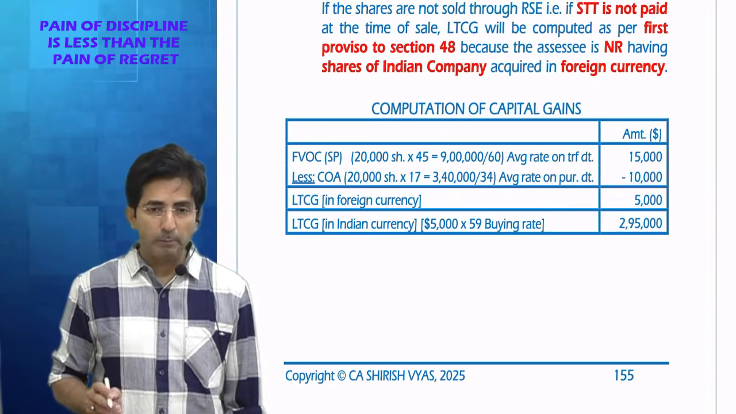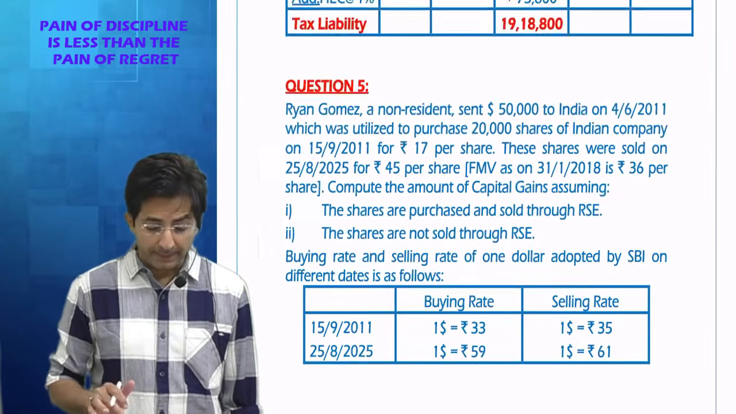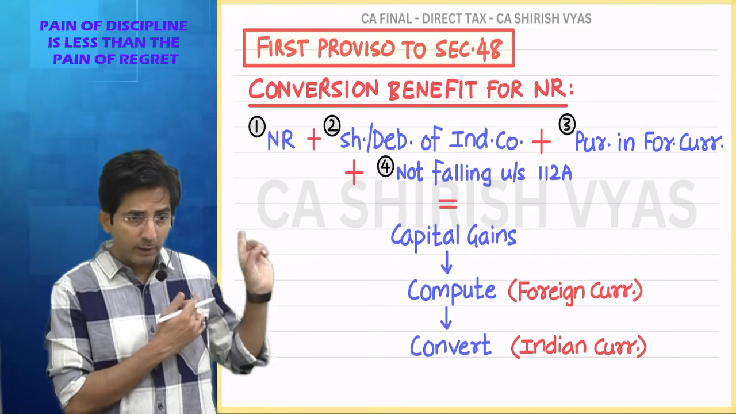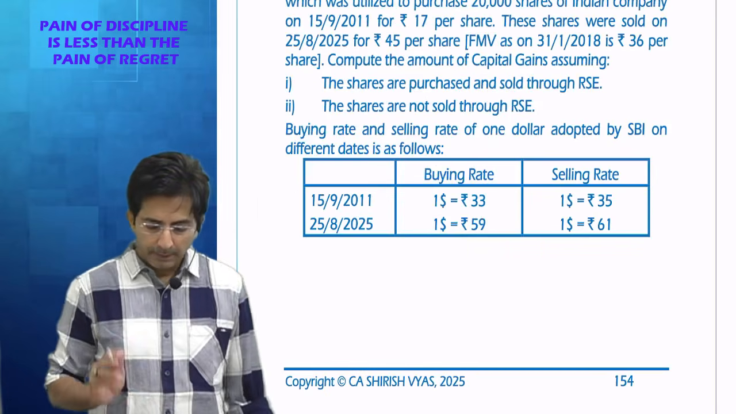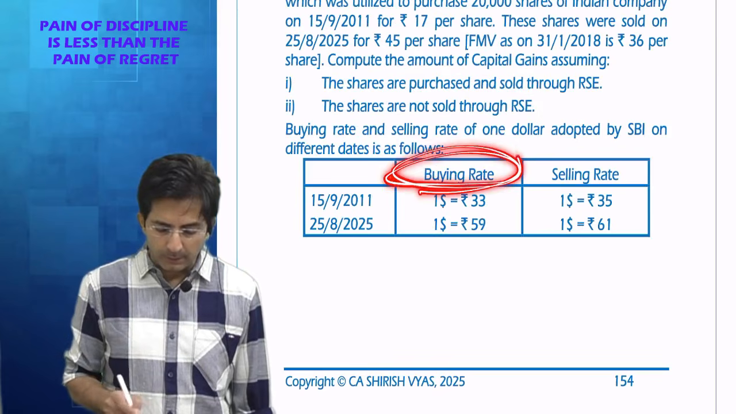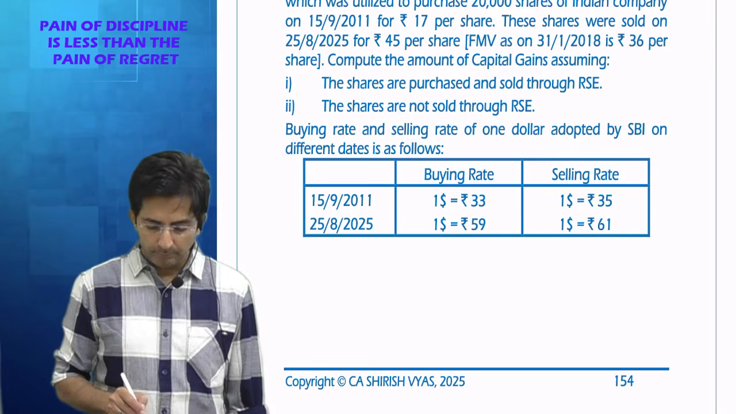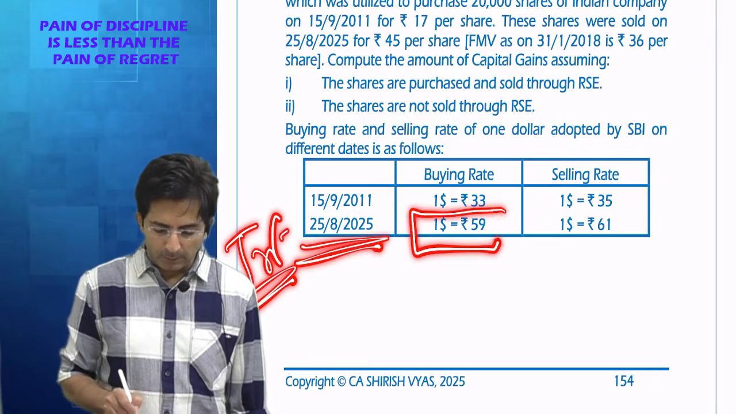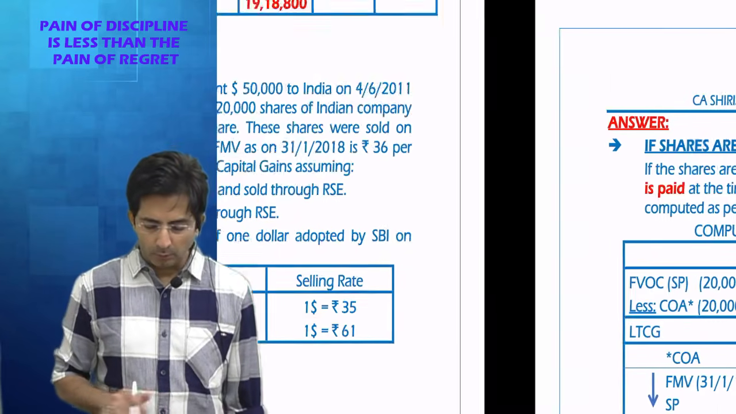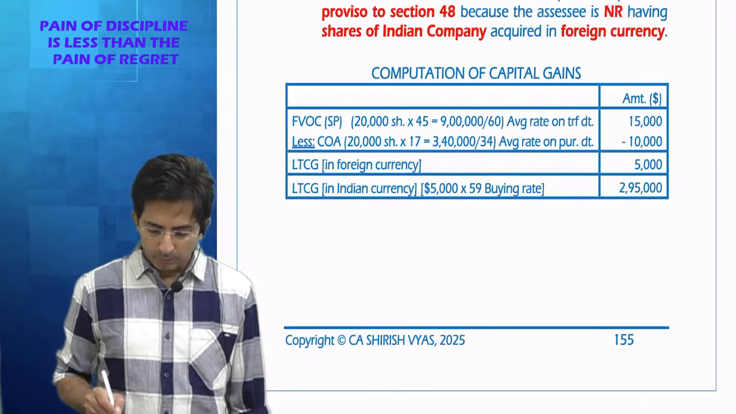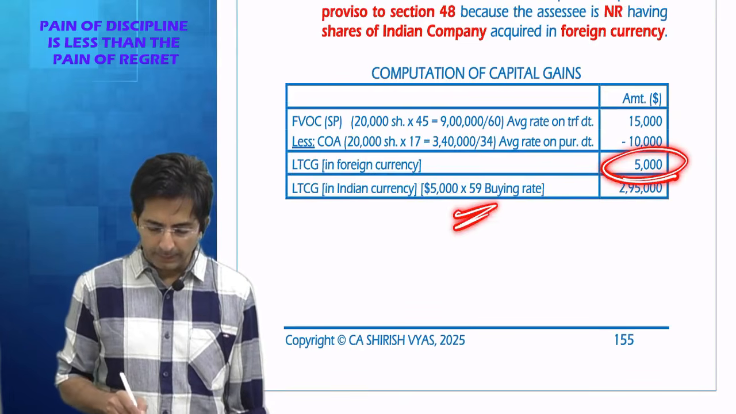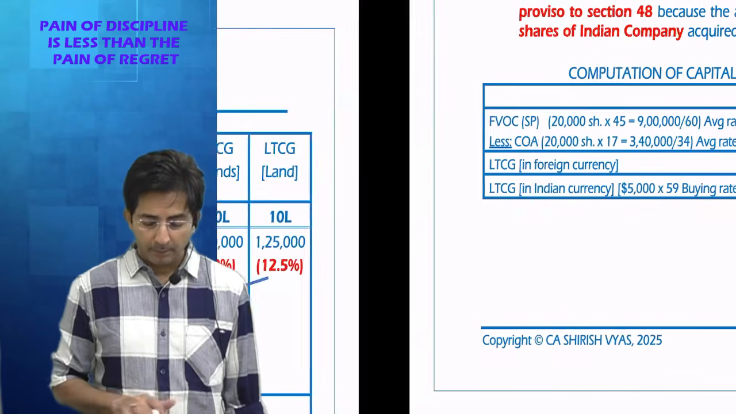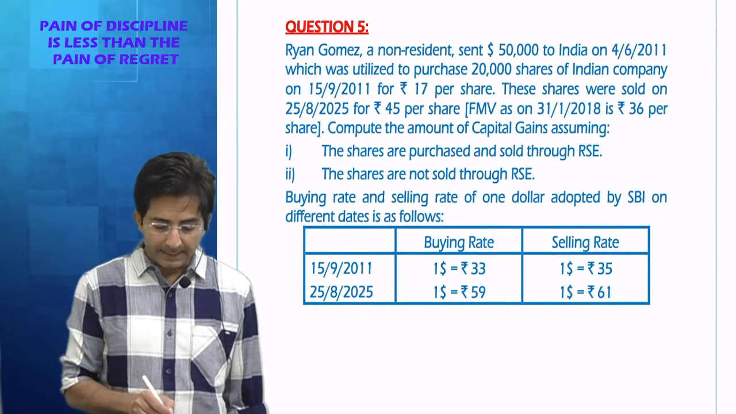Now you have to convert this back into Indian rupees according to the buying rate. I had explained this; nothing is new in this sum. We had already studied this in capital gains. And if you remember, I told you the final conversion is according to the buying rate, and that also on the transfer date. On the transfer date, the buying rate is $1 = 59. So convert according to 59. So $5,000 into 59 will be 2,95,000. So this is the capital gain under the second situation.